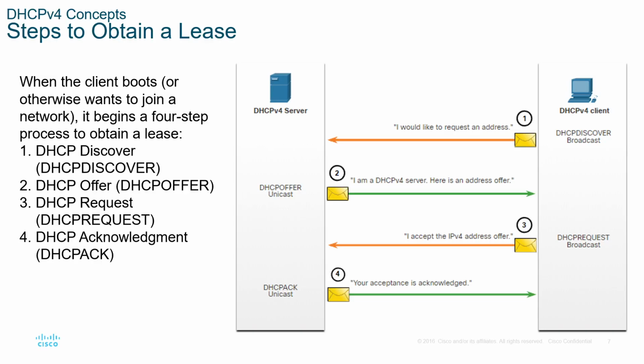Now, this offer message is basically a message sent by the server informing the client that it exists and offering it an IPv4 address. If the client is satisfied with the IPv4 address that was offered, the client will reply back to the server accepting the address offer.